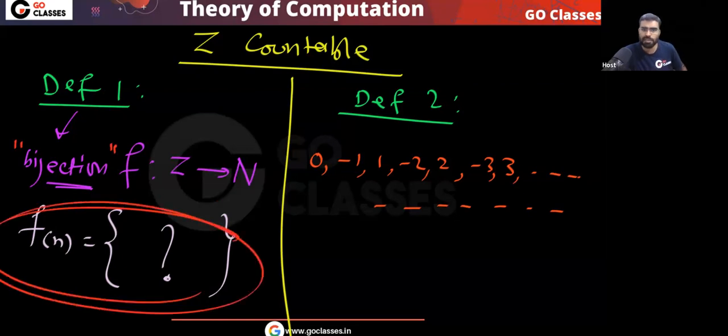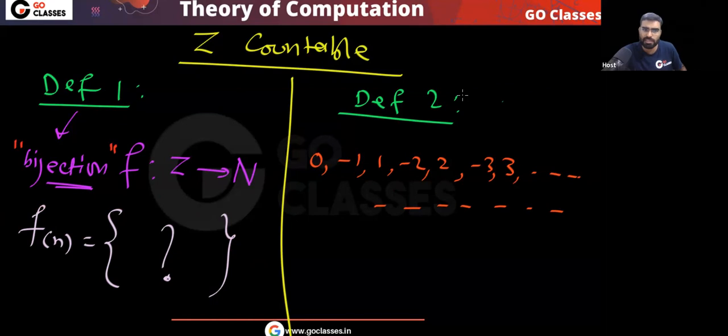But in the definition 2, you just have to give a sequence. Just give enumeration, in which every element appears at some finite position.